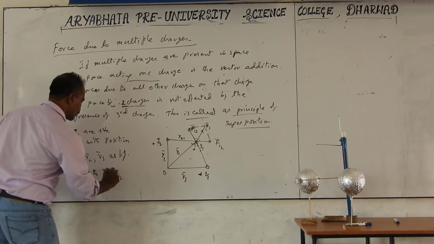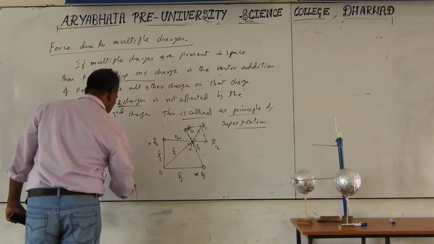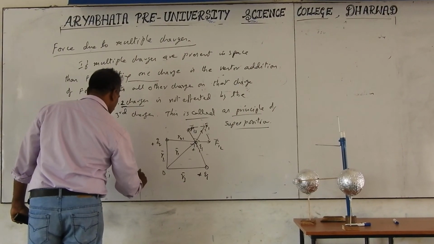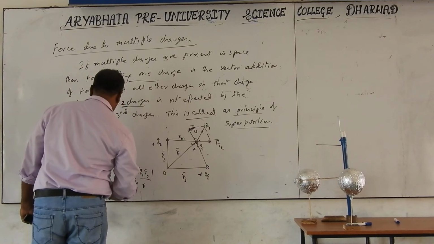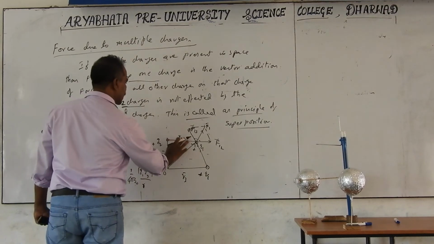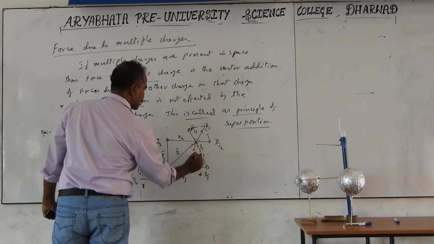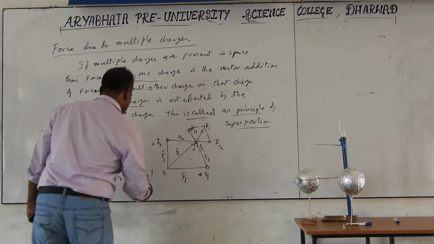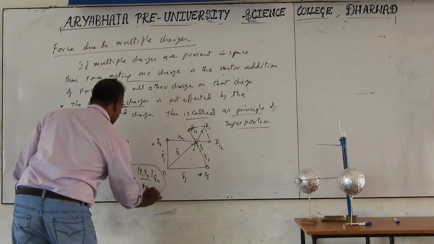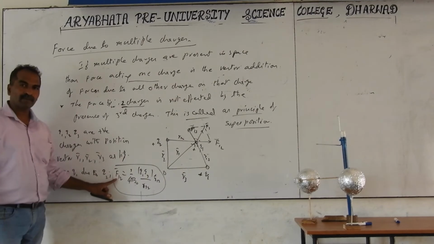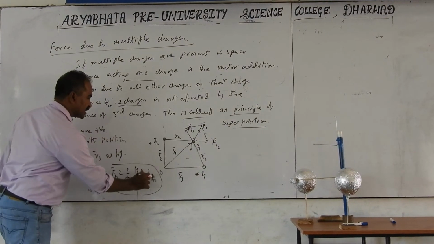That means F12. What is the formula we have? Coulomb's law: 1 by 4 pi epsilon naught into Q1 Q2 by R12 squared, into R12 cap. This is the displacement R12, with unit vector R12 capital. This is the force on Q1 because of Q2.